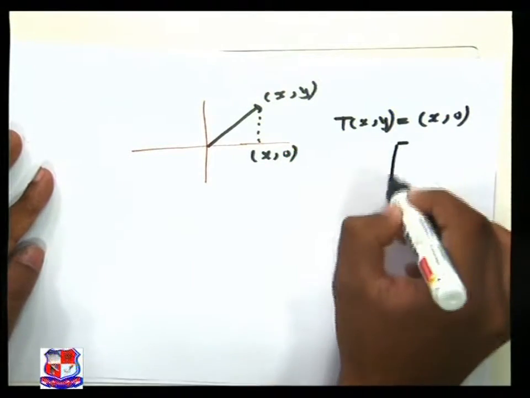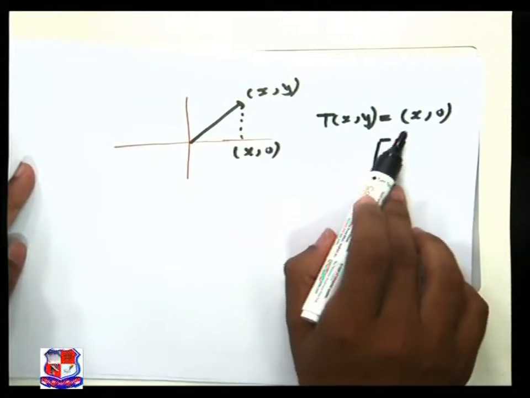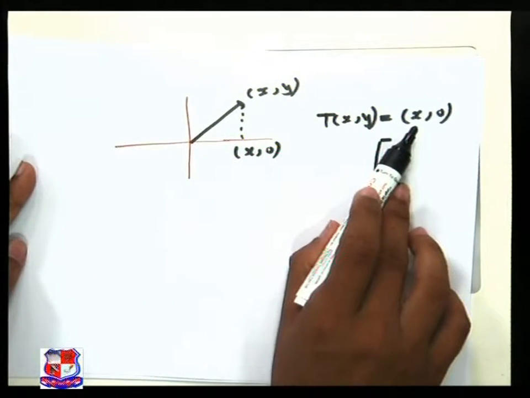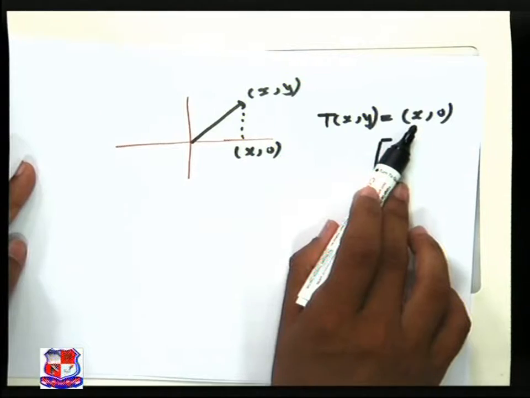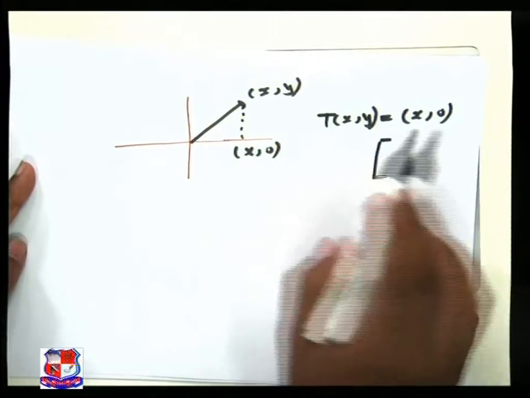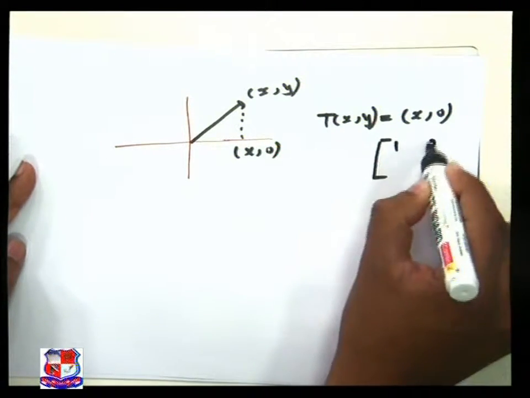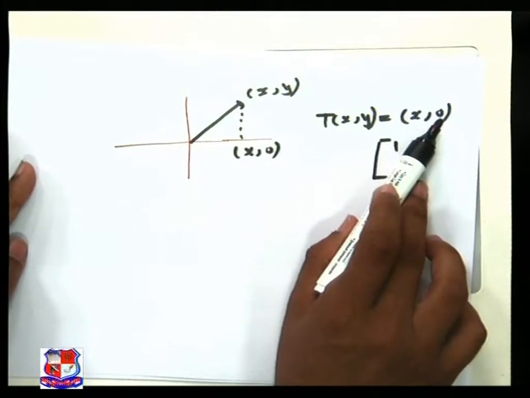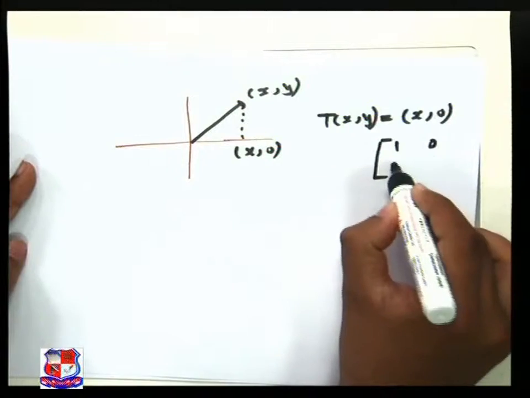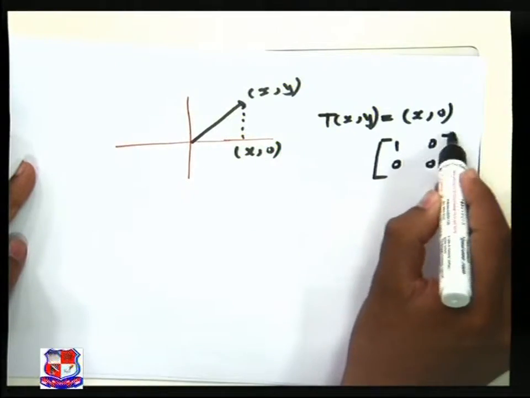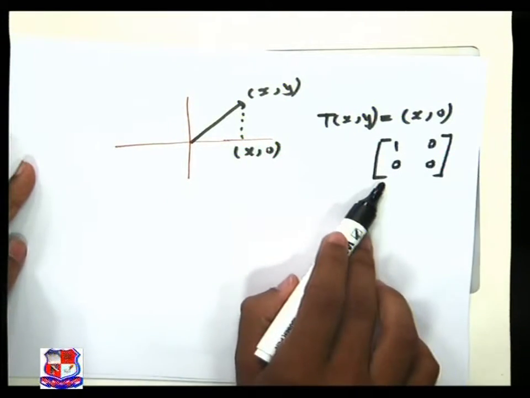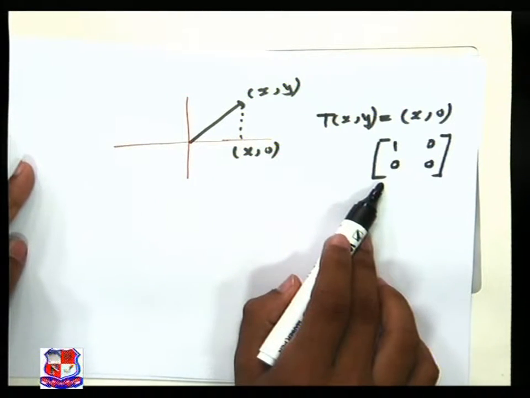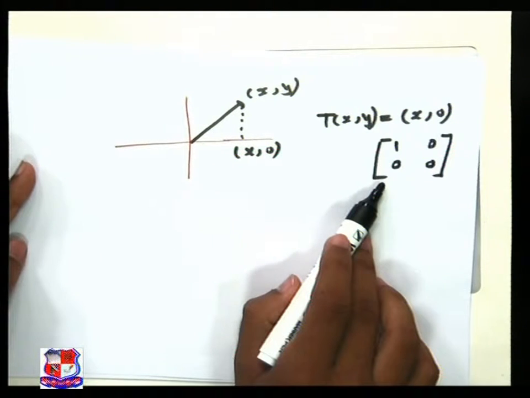So consider the first element x, and what is the coefficient of x and y in the first coordinate? 1 0. So that's why here we wrote 1 0, and this is the second coordinate 0. So definitely the coefficient of x and y in the second coordinate is 0 0. So this is the standard matrix of the orthogonal projection on the x axis of the vector of R2, right?